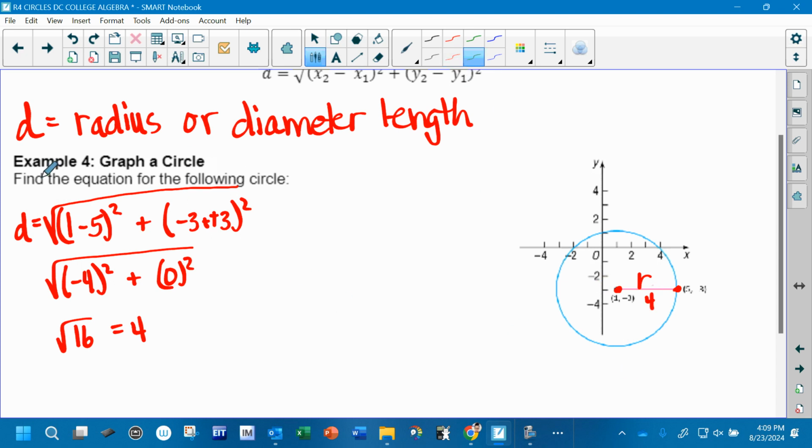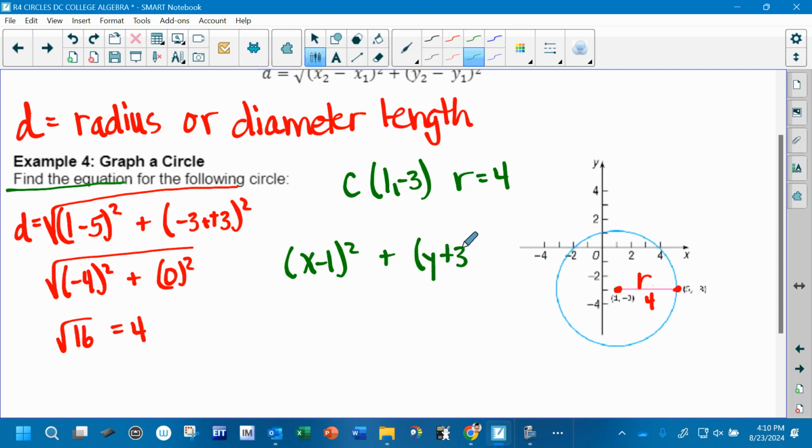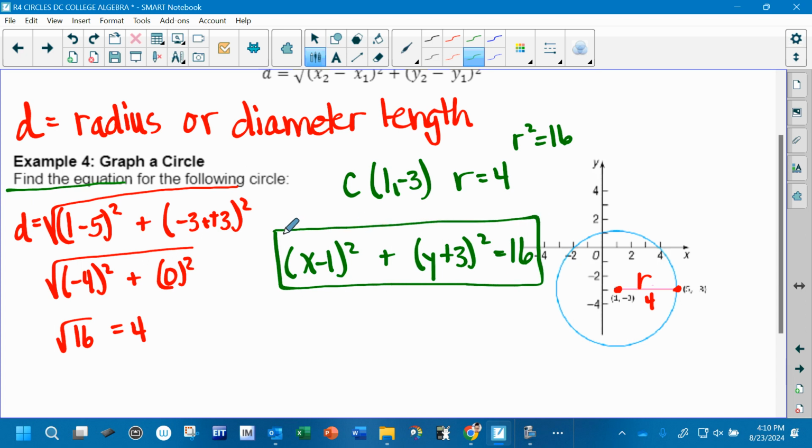So now if they're wanting us to find the equation, we're going to take the center. So our center is that 1, -3. Our radius is 4. So now this looks like the very first problem we did. So now we've got x minus 1 squared plus y plus 3 squared equals 16, because if r is 4, then r squared is 16. And there is the equation for this circle.